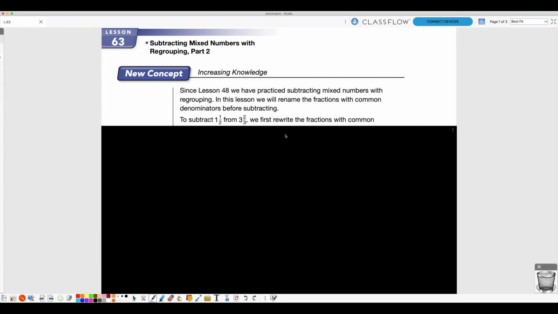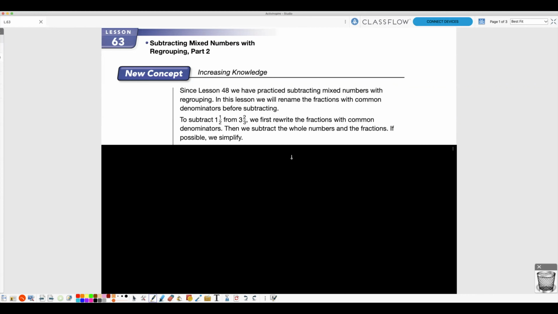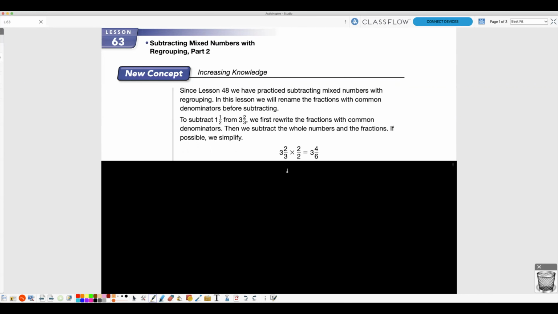In order to subtract 1 1/2 from 3 2/3, we must rewrite the fractions with common denominators. Then we subtract the whole numbers and the fractions. If possible, we simplify. So 3 2/3, if you were to multiply it by 2 over 2, you could see that it would be the same as 3 4/6. 2 times 2 is 4, 3 times 2 is 6. Why did we do that?